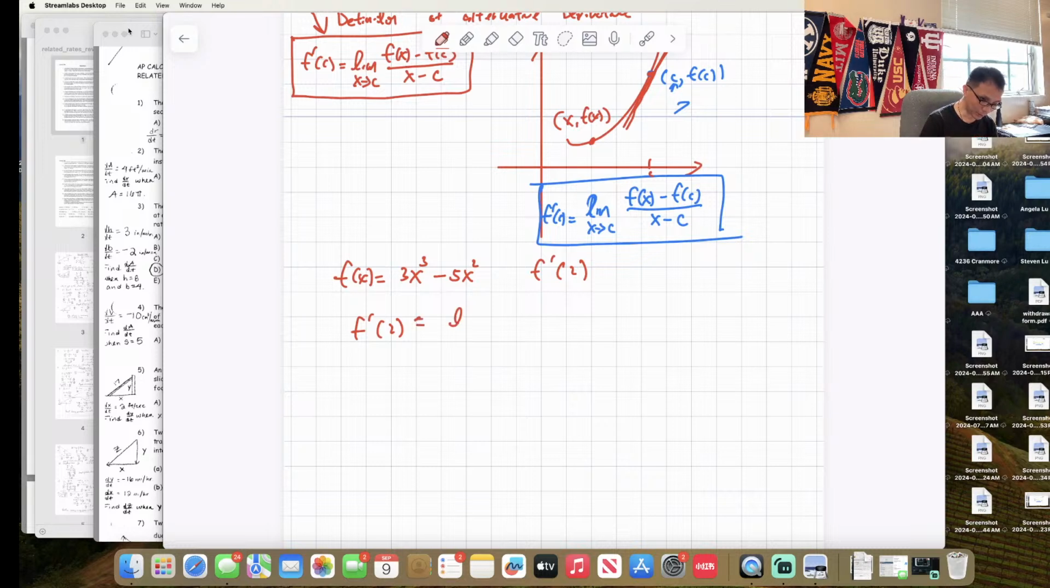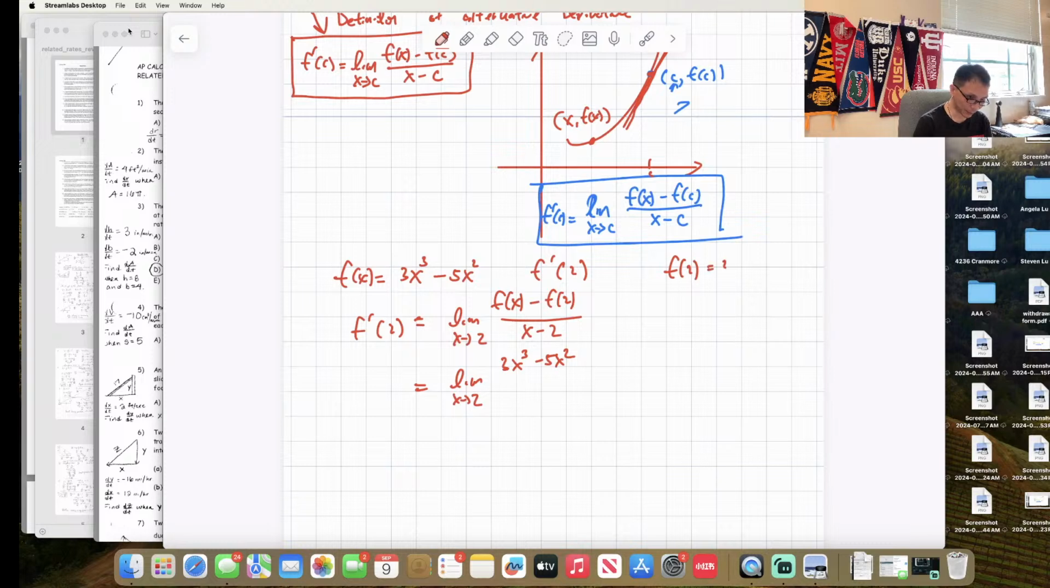That is equal to the limit as x approaches what? 2. Not h approaches 0, but x approaches 2, of f of x minus f of 2 over x minus 2. Is that okay? Now, obviously, if I plug in 2 on the bottom, it's going to be 0, and it's going to be undefined. But that's not the end, so we take the limit as x approaches 2 of 3x cubed minus 5x squared. I need to figure out what f of 2 is.